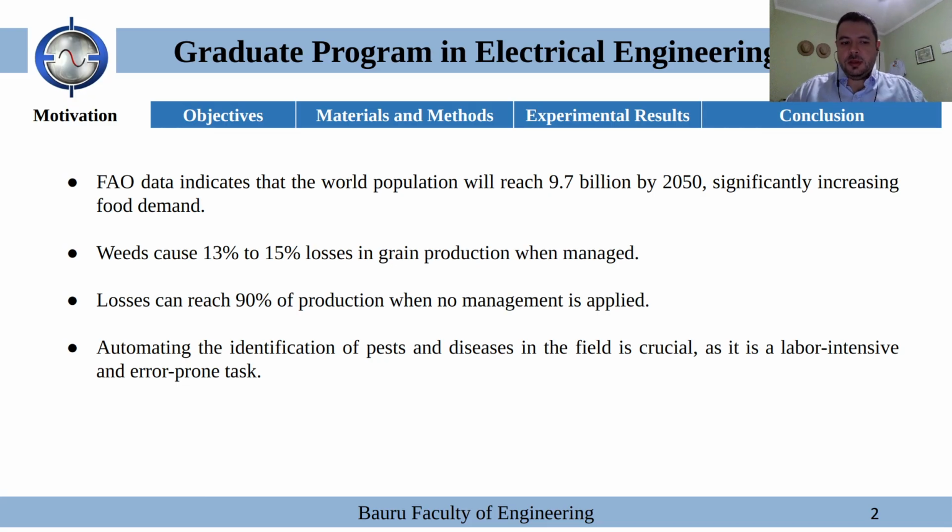And normally the losses in these crops due to weeds are from 13 to 15% when managed. And if no management is done, losses can reach 90%. It's also a labor-intensive and error-prone task when done by humans. Therefore, automation is necessary, especially using AI solutions.